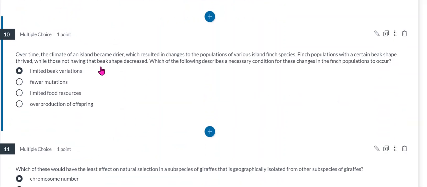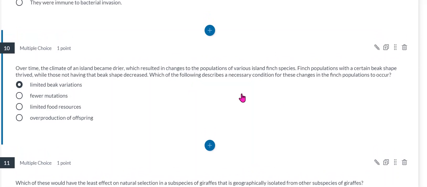Question 10. Over time, the climate of an island became drier, which resulted in changes in the population of various island finch species. Finch populations with a certain beak shape thrived, while those not having that beak shape decreased. Which of the following describes the necessary condition for these changes in the finch population to occur? It's the limited beak variations, because they couldn't eat the food which was available, and then they died out, so they didn't have much variation or different characteristics in that population.